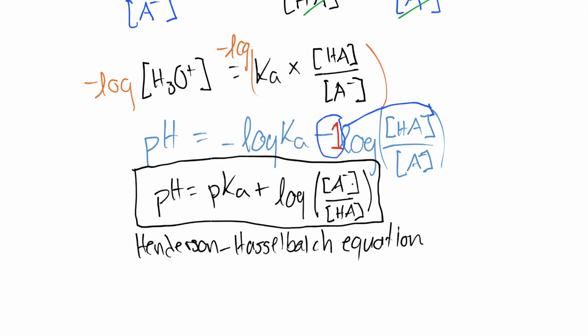In the next episode, we are going to look at a couple of examples. We're going to look at an example where we make a buffer using a specific volume of an acid and a specific volume of its conjugate base salt. Then we're going to see what happens to the pH whenever we add hydrochloric acid, or just a strong acid in general, to the buffer.